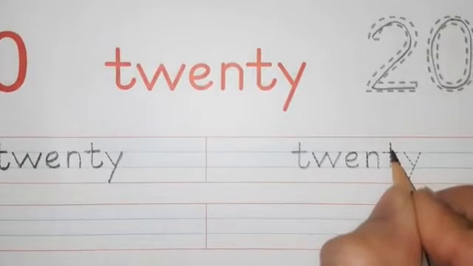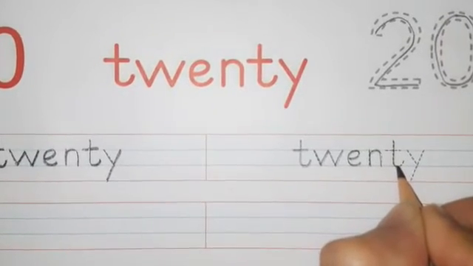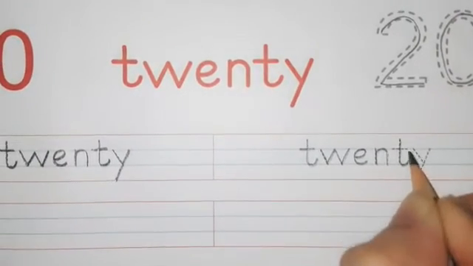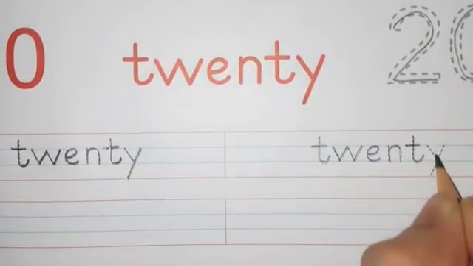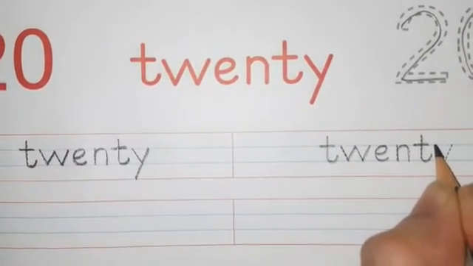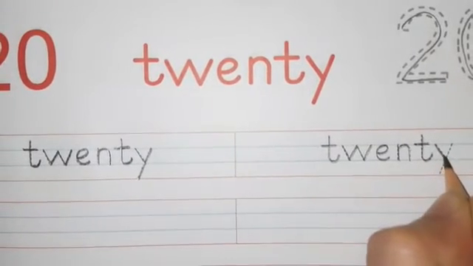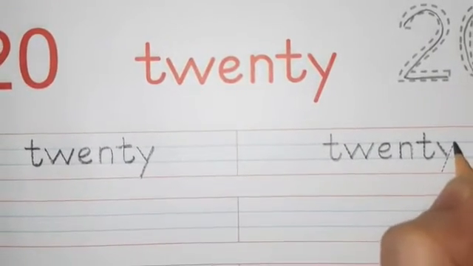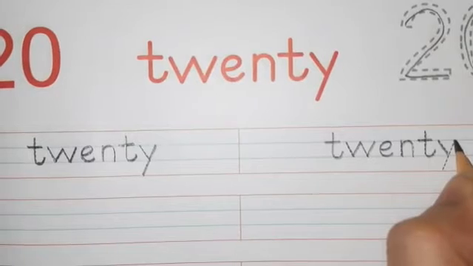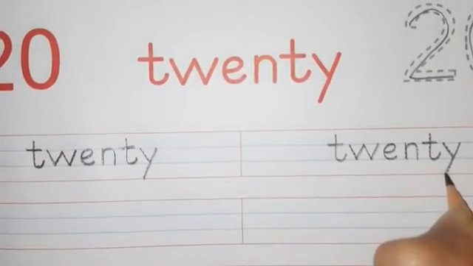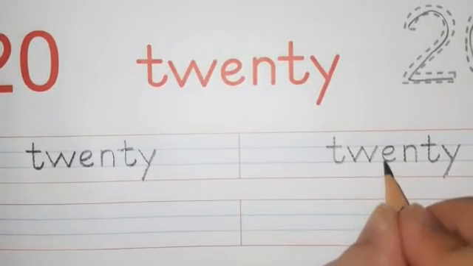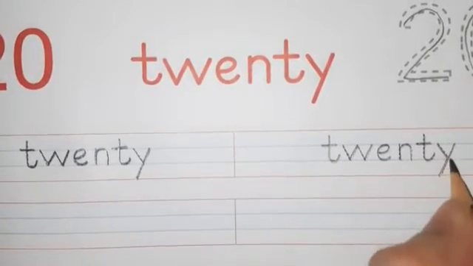For T, start little bit below, standing line, touch the second blue line and a curve, sleeping line on the first blue line. For small y, from the first blue line, slant down till the second blue line, leave little bit space. From the first blue line, slant down till the second red line. Y. Twenty, 20.